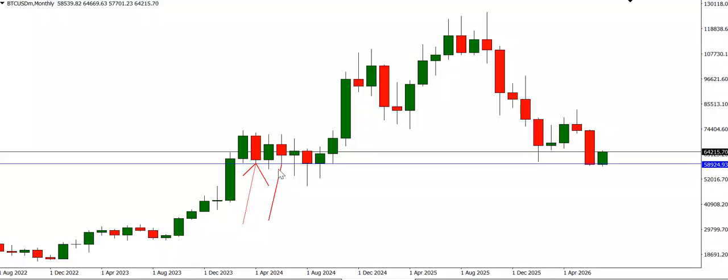Got a bit broken. And it got tested here on the monthly time frame. At some point, it got broken, but we can see it's being tested. And we have a close below it here, a close below it here. So it's a key level around where price is.